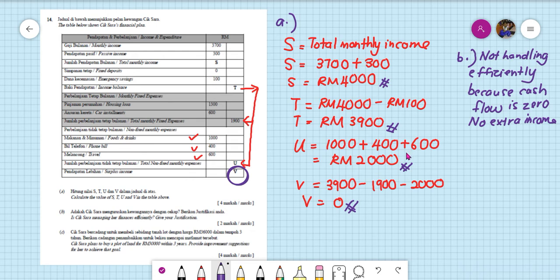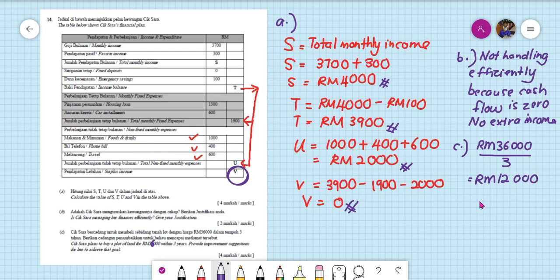Looking at question C, they want to know: Sarah plans to buy a plot of land for 36,000, there's an error here, 36,000 within 3 years. Provide improvement suggestions for her to achieve that goal. Let's see how this can be done. Looking at 36,000 ringgit in 3 years, if we divide by 3, we know that every year she has to save 12,000.